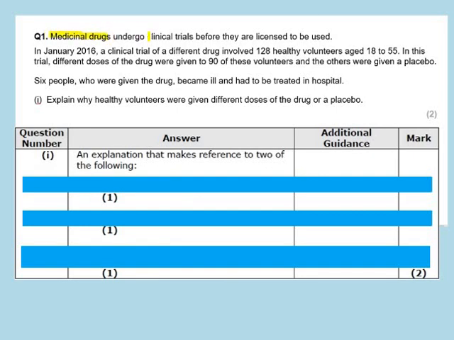Medicinal drugs undergo clinical trials before they are licensed to be used. In January 2016, a clinical trial of a different drug involved 128 healthy volunteers aged 18 to 55. In this trial, different doses of the drug were given to 90 of these volunteers, and the others were given a placebo. 6 people who were given the drug became ill and had to be treated in hospital. So this question starts by asking you why healthy volunteers are given different dosages of the drug or the placebo. 2 marks, 2 points, give it a go.